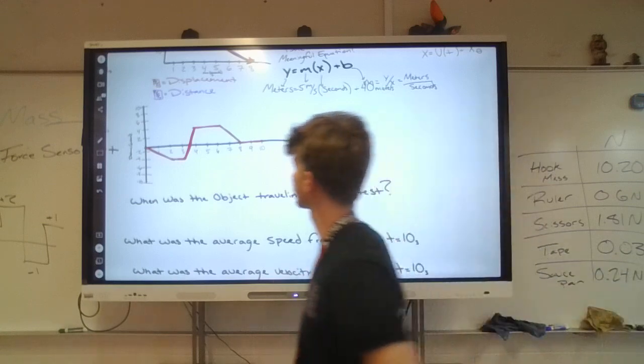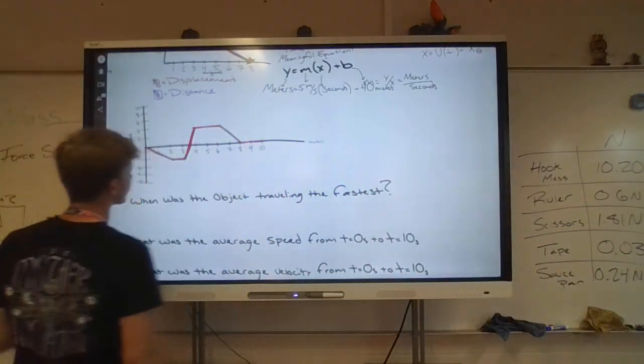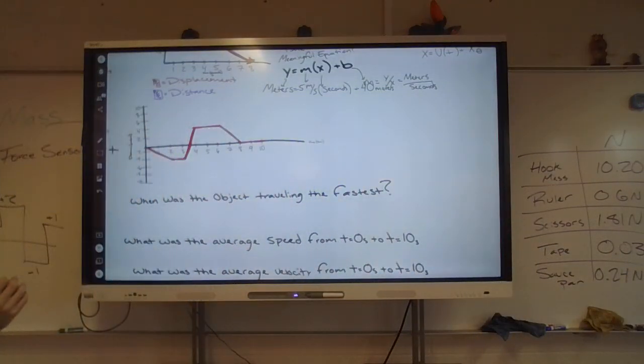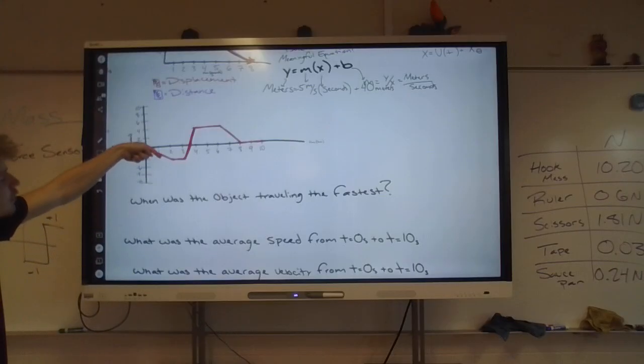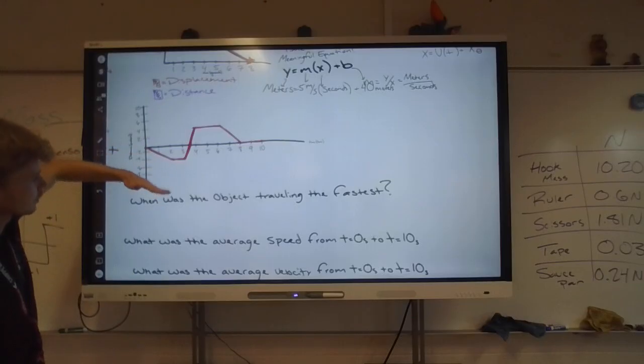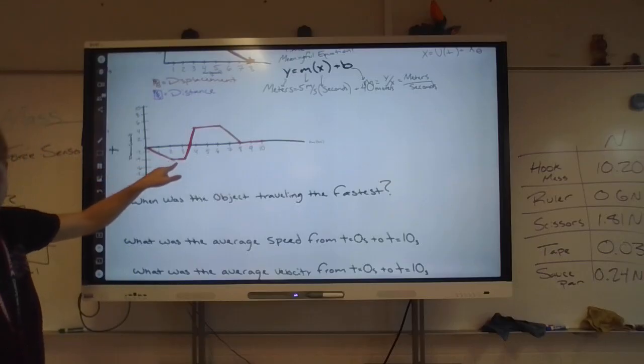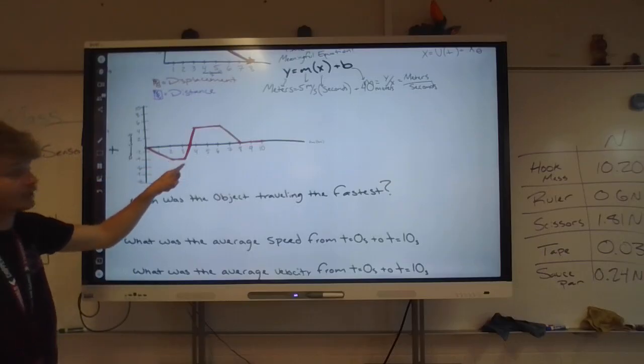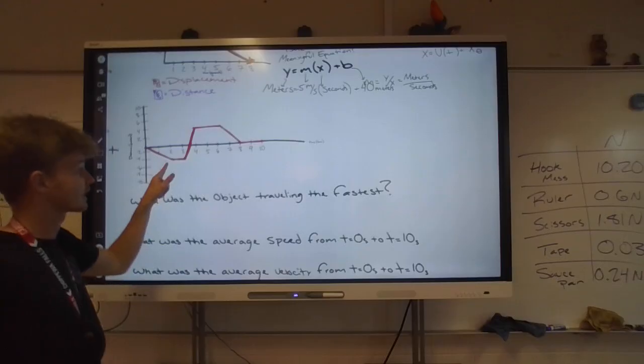So I have to look at this graph and decide in what region the object was moving the fastest. Now, I would say this line is kind of more horizontal. If it's more horizontal, then it's slower. And this one is pretty horizontal. This one is horizontal, and that means it's the slowest. And the slowest thing that can exist is something that's still, something that's stopped.